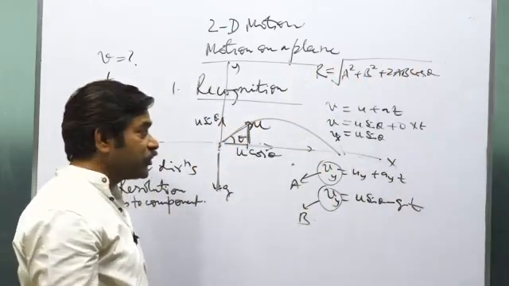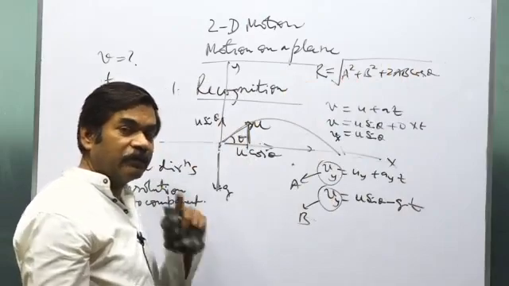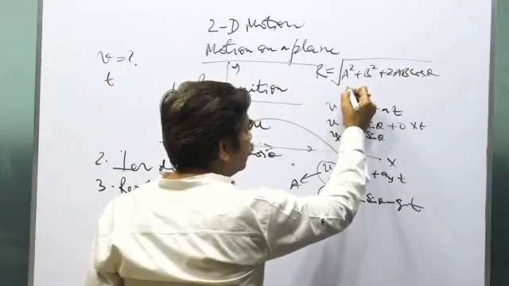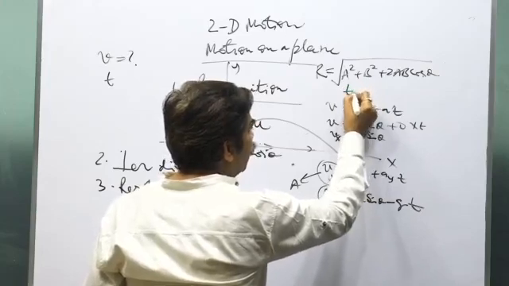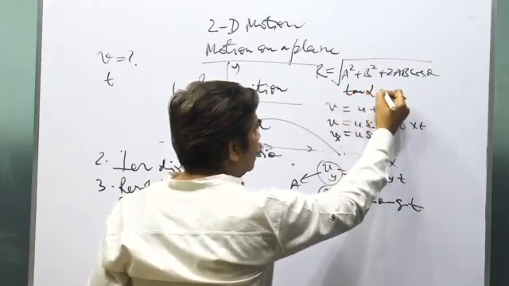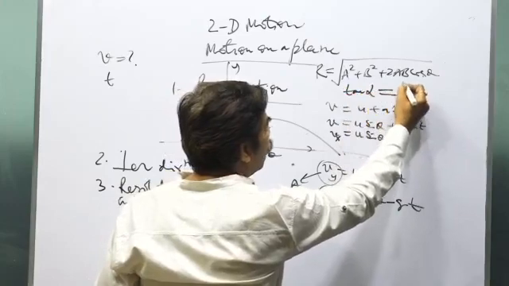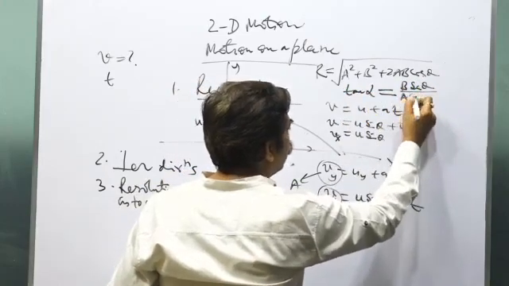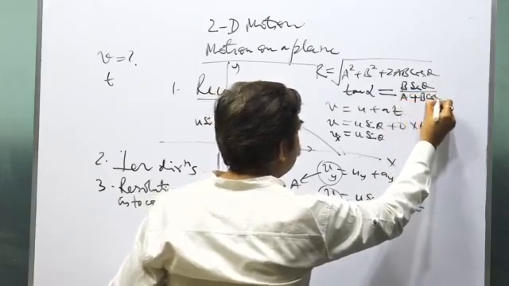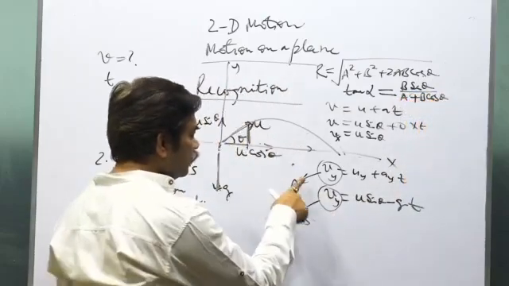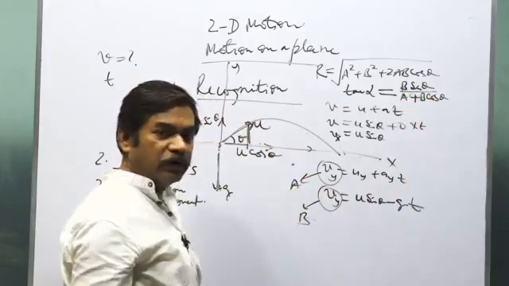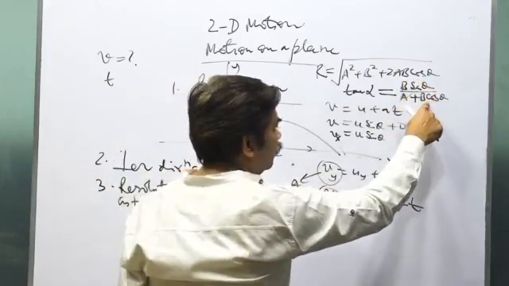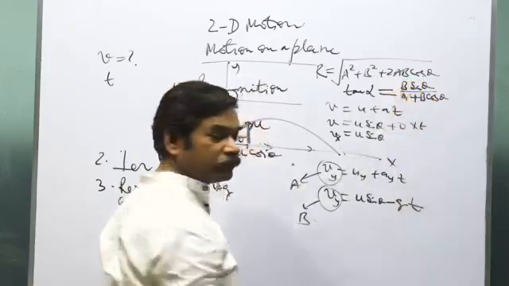And what will be its direction? That will also be calculated from the same formula of the resultant. If the resultant makes an angle alpha with the direction of A, then tan alpha will be equal to what? B sine theta upon A plus B cos theta. In this case, the angle between A and B is 90 degrees. So sine 90 becomes 1, cos 90 becomes 0. So this becomes B by A.